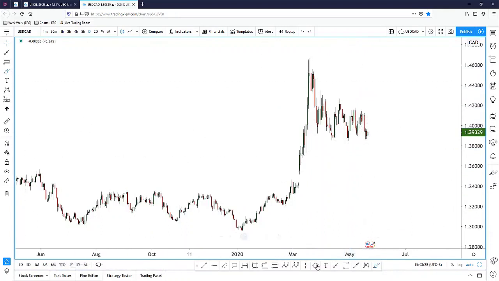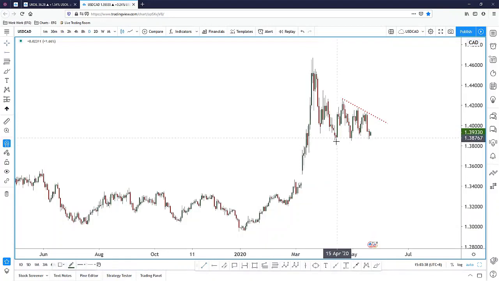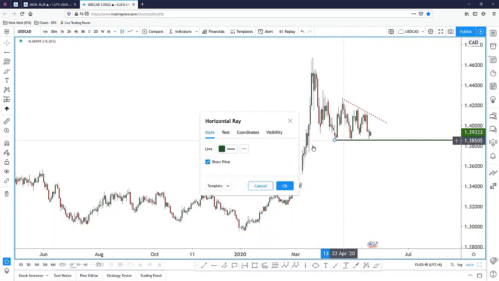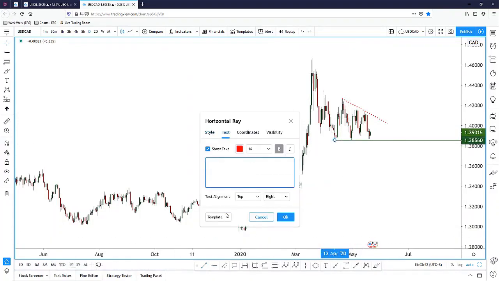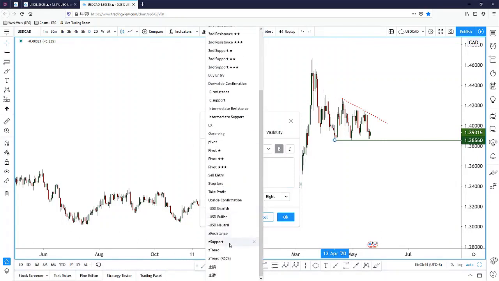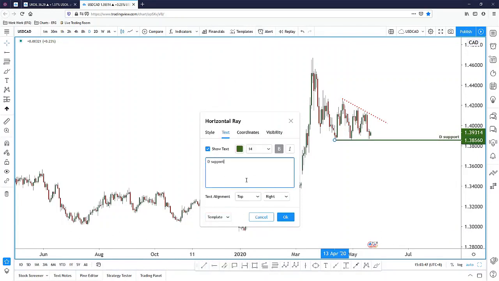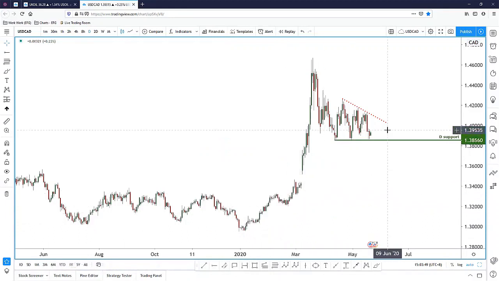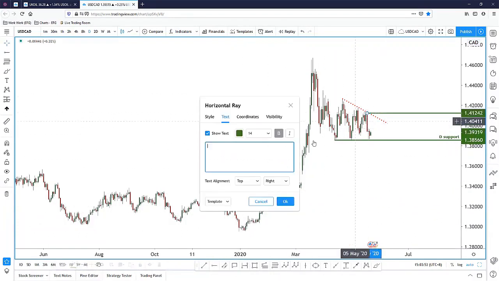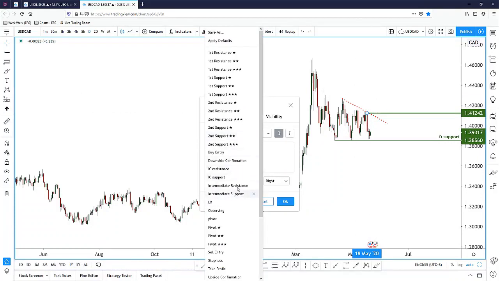Okay, so let me just draw the lines in. Okay, something like that. And then let me draw a support line over here. And let's call this our daily support. For resistance, we can take the recent high here and let's call this the daily resistance.